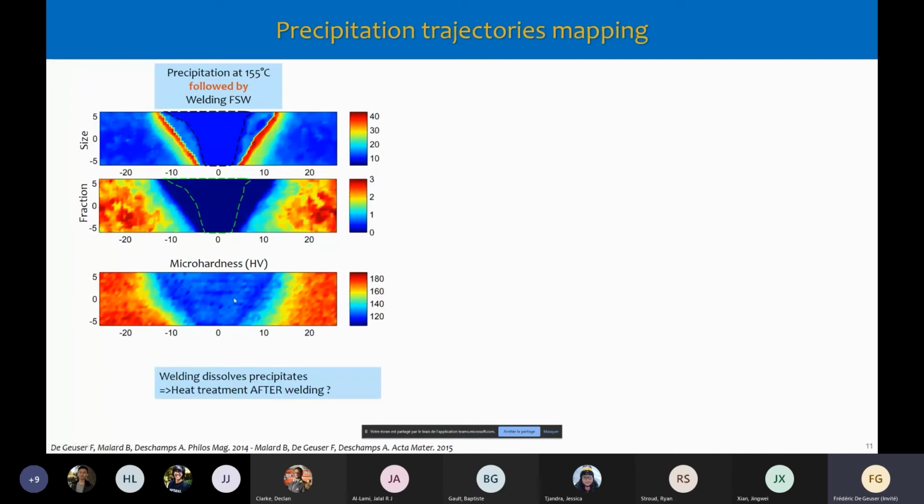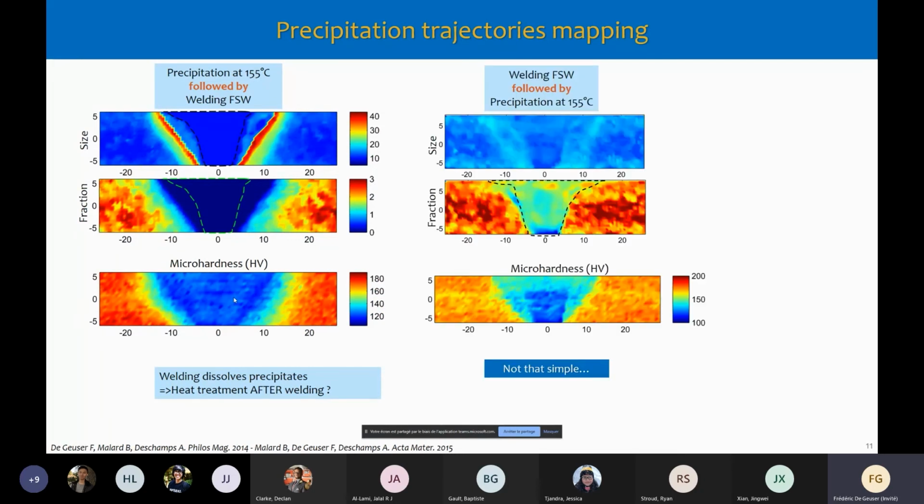you can interpret this pretty easily by saying, okay, there is heat which is introduced by the welding, and this heat dissolves the precipitates. So maybe it's not a very good idea to do the welding on sheets that have been precipitated already. Maybe it's a better idea to do it before the precipitation treatment and then weld. And this is what we have been doing here. So here we do the welding and then we do the precipitation treatment.